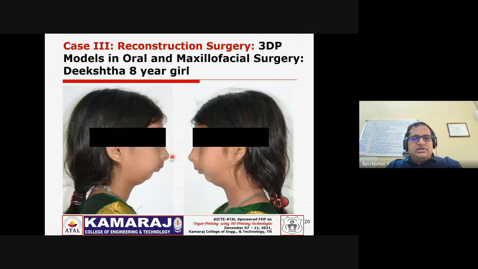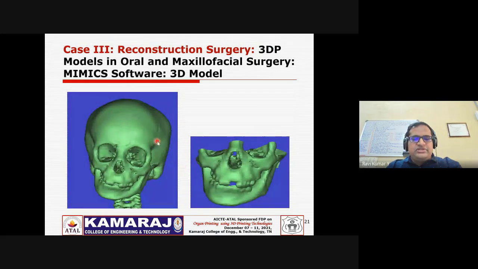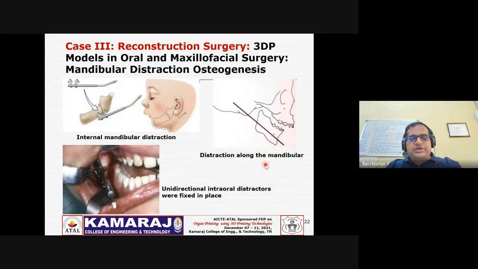And this is another view where you can see the deformity. But again, we need to start with taking the CT data of the patient, which is reconstructed in the software, and then these models are printed using 3D printing technology. But anyway, before that, we need to talk about this device.